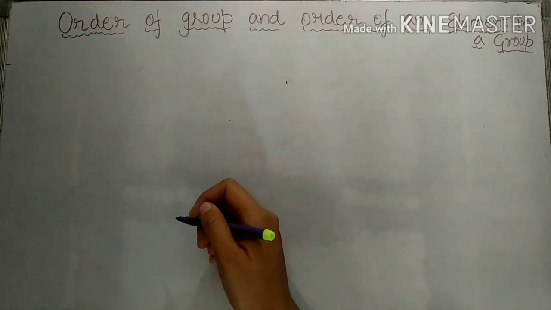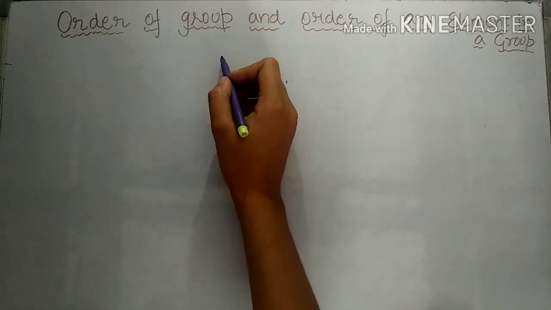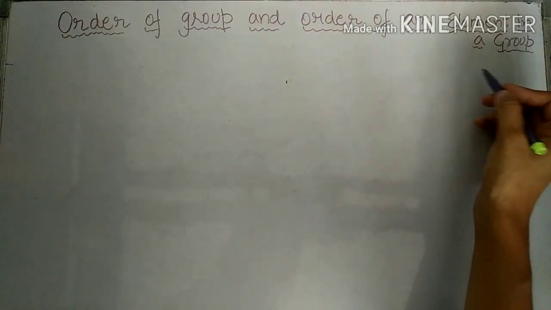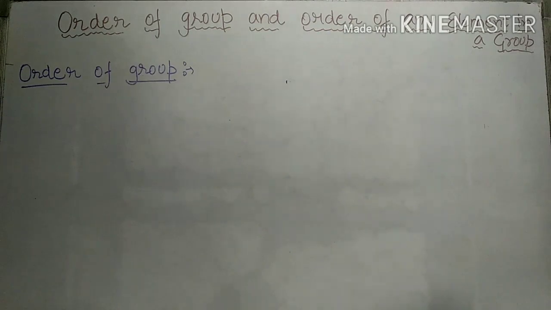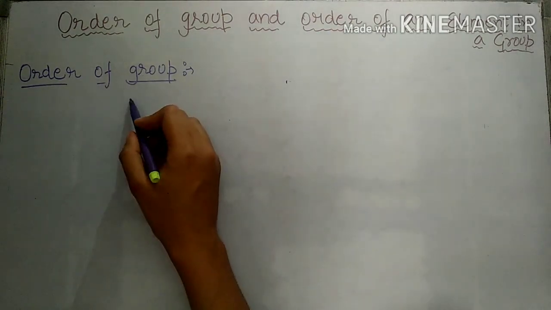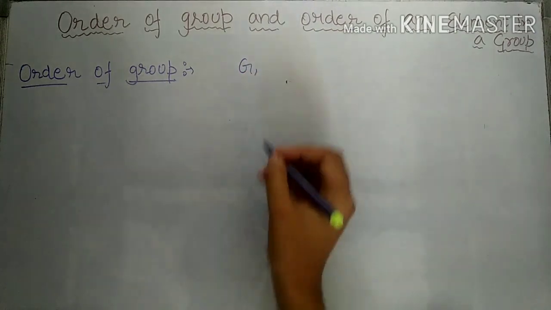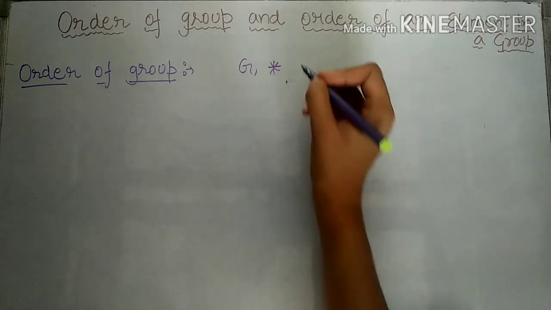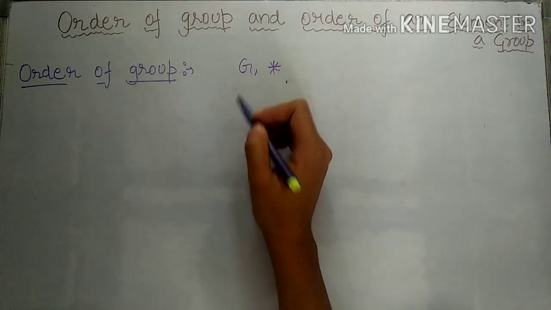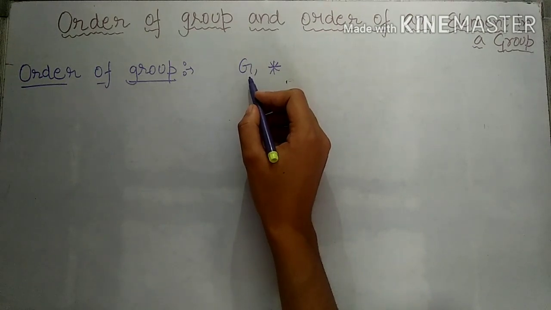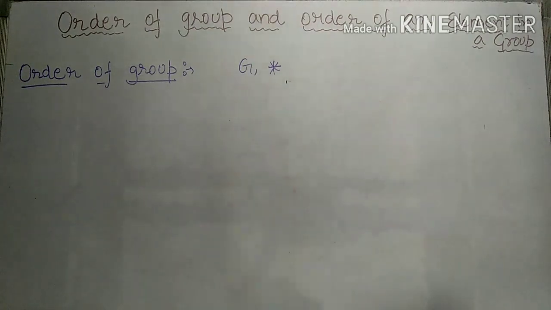Today we will understand a new term, that is order of a group and order of any element in a group. So friends, what is order of group? If we take any group G with respect to binary operation star, then order of group G is number of distinct elements in the set G.